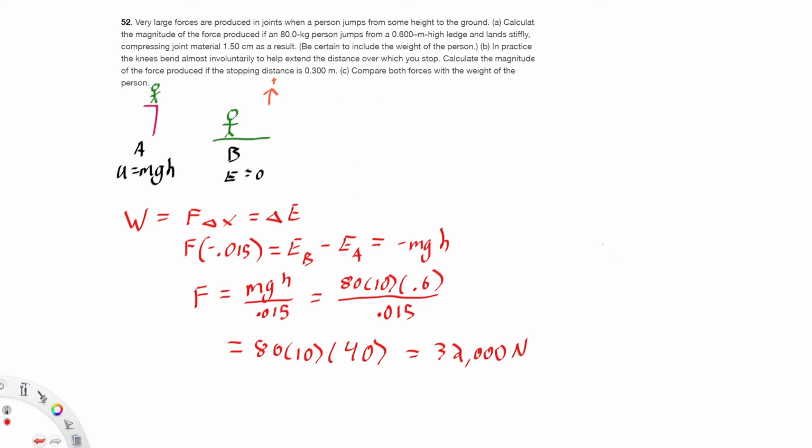So then for part B, would we just replace the 0.015 with a 0.3? Exactly. So if we're stopping over a distance which is 20 times larger, then the force is going to be 20 times smaller. Okay, thank you.